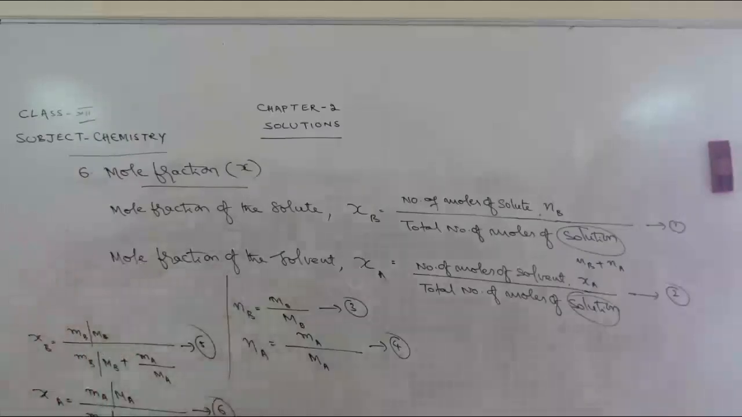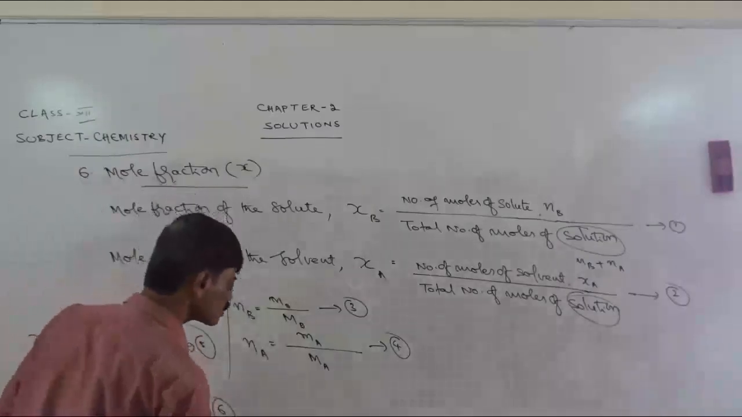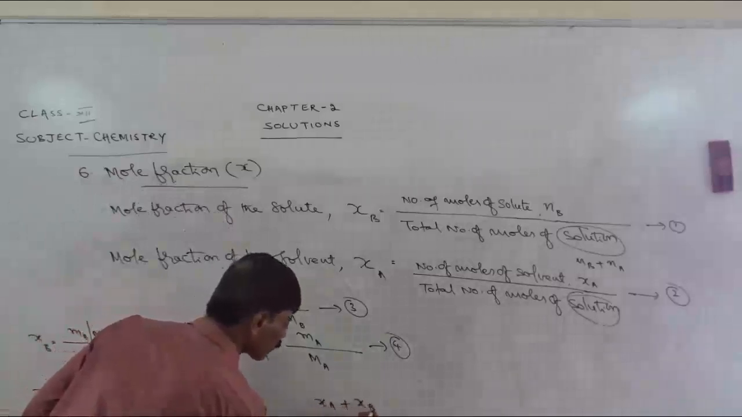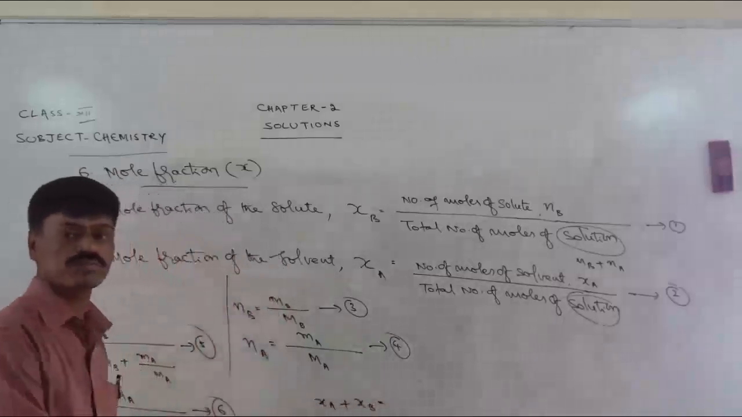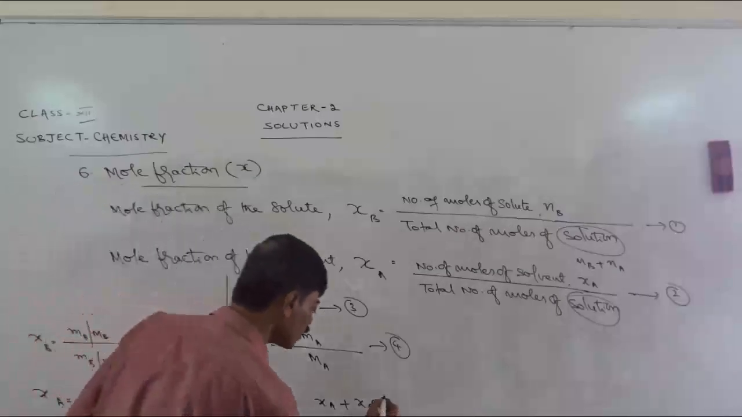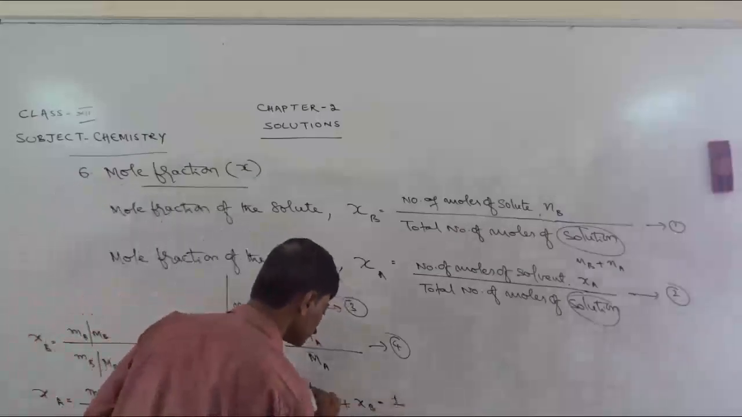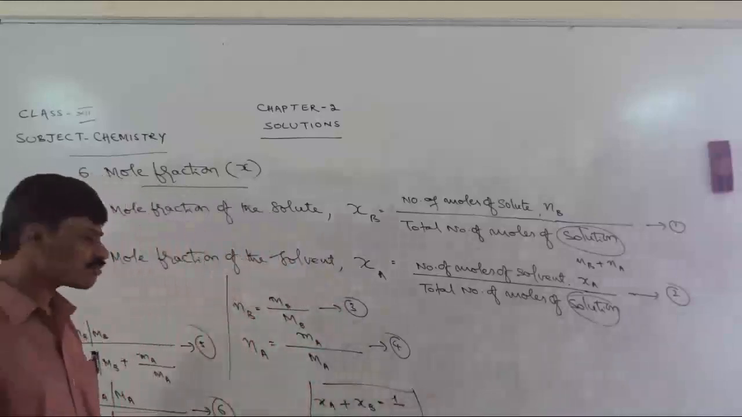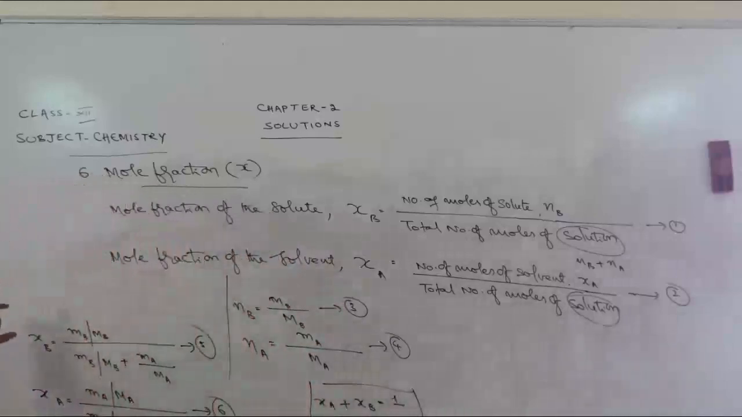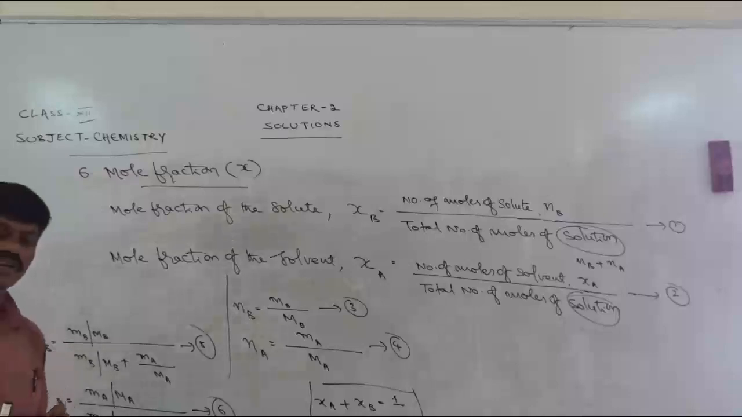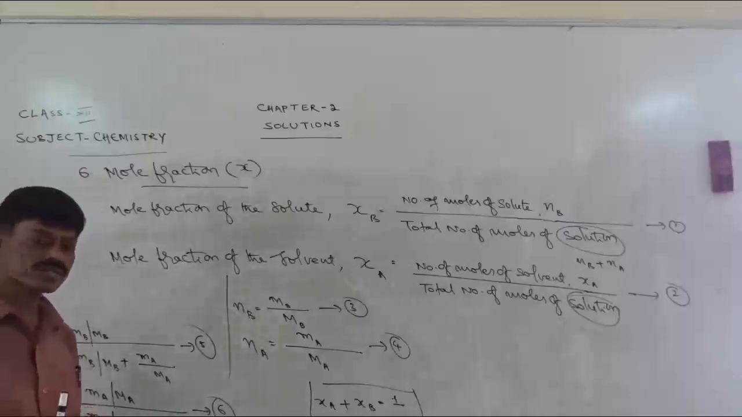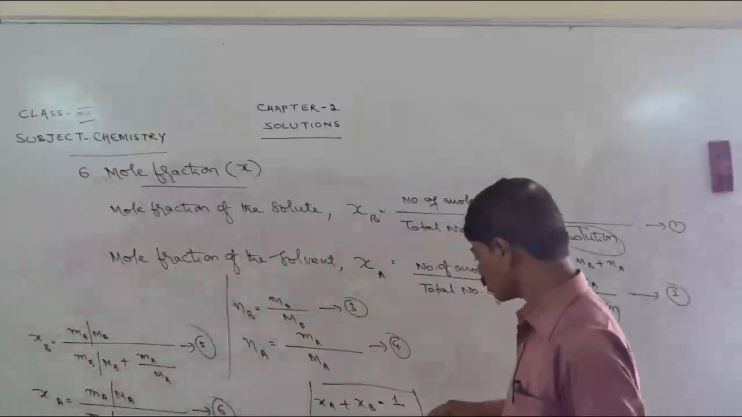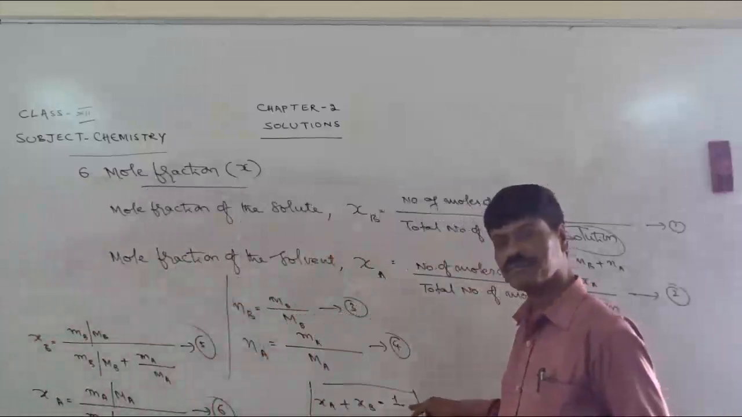So when we add, in the case of binary solutions, chi A plus chi B, here the condition is the solute should be completely soluble in the solvent. Then we will get unity. So in the numerical, after adding the mole fraction of solute and mole fraction of solvent, when we add, we should get unity. Then that numerical is said to be correct.